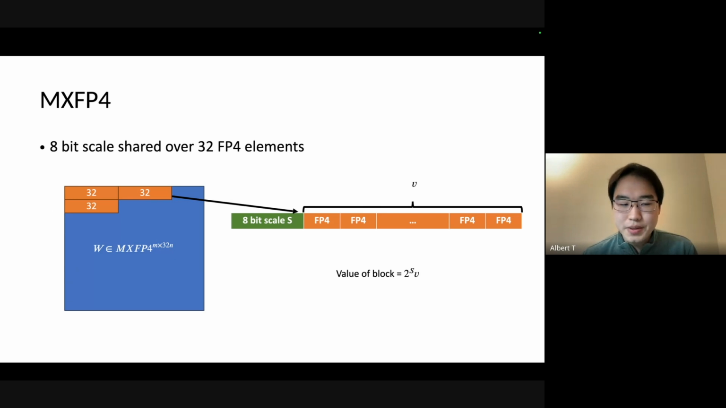The official spec is an int8 scale shared over 32 FP4 elements. NVIDIA's version is called NVFP4, and that 8-bit scale is FP8, but the concept is the same. You have some sort of scale, and you have some sort of block that shares a scale, and the output is, in the int8 case, 2 to the scale times your vector of numbers, and in the NVIDIA case is just the scale times the numbers. This is nice because it does that fine-grained scaling that most quantization works do already, but it does it in hardware in a well-defined way.